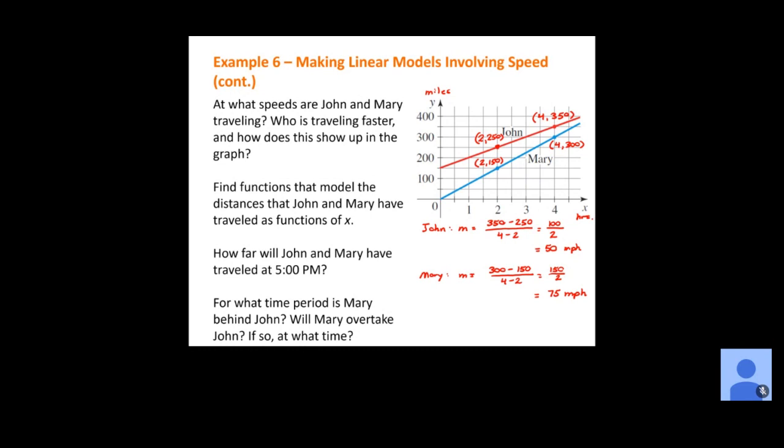Now, real quick, how does that show up on the graph? We can see in this case that Mary's speed is 75 miles per hour, his is only 50. We know she's traveling faster. How does that show up graphically? Could we have been able to tell that without even doing the calculations? It's steeper. Just looking at the steepness of the line, since the slope represents the speed, whoever's line is steeper tells you who's going faster. So we can easily look at the graph and see that.